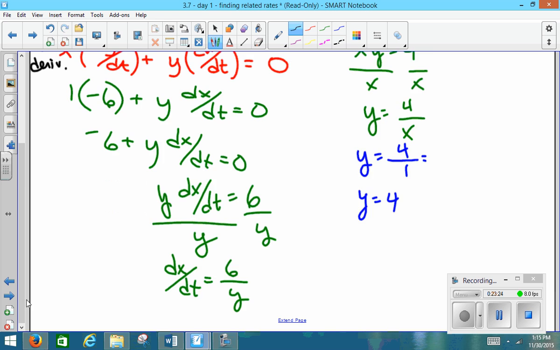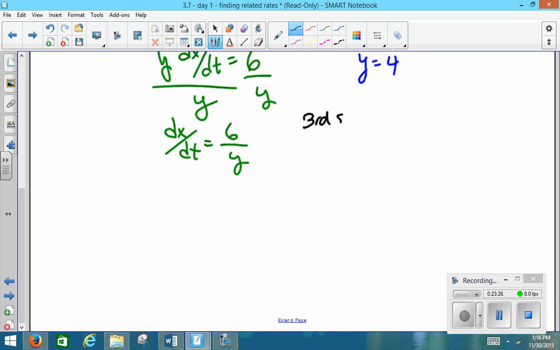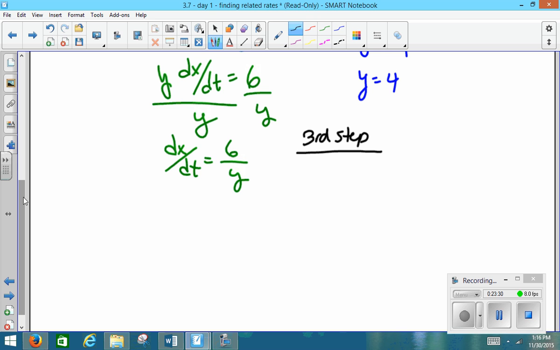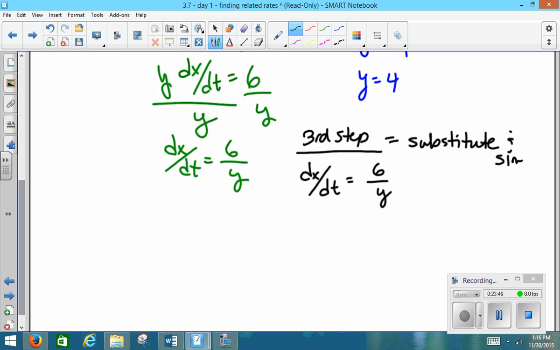And what's the third step? One more time. What are we trying to find? The instruction said to find dx/dt. Well, dx/dt is here, so we just have to substitute. Good. Substitute and simplify. I like that even better. 6 divided by 4, which is, everybody? Thank you, two of you. Excellent.